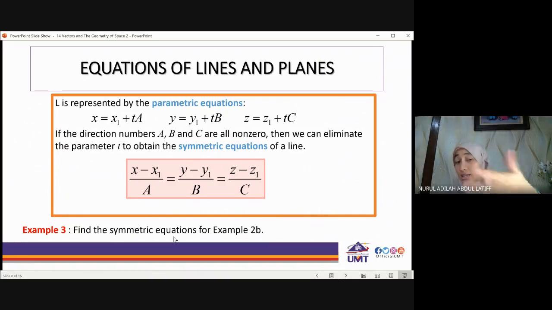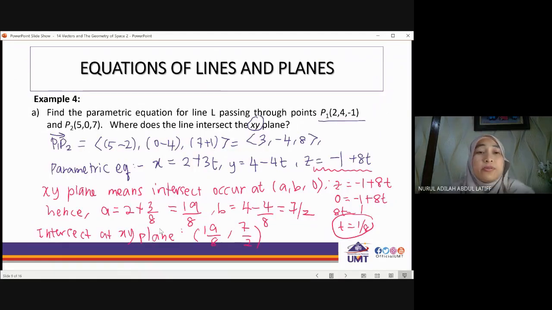Can I ask you students to complete example 3? You can take a picture of your answer at any time and show it to me, so I can tell you whether your answer is correct or wrong. So now, example 4.